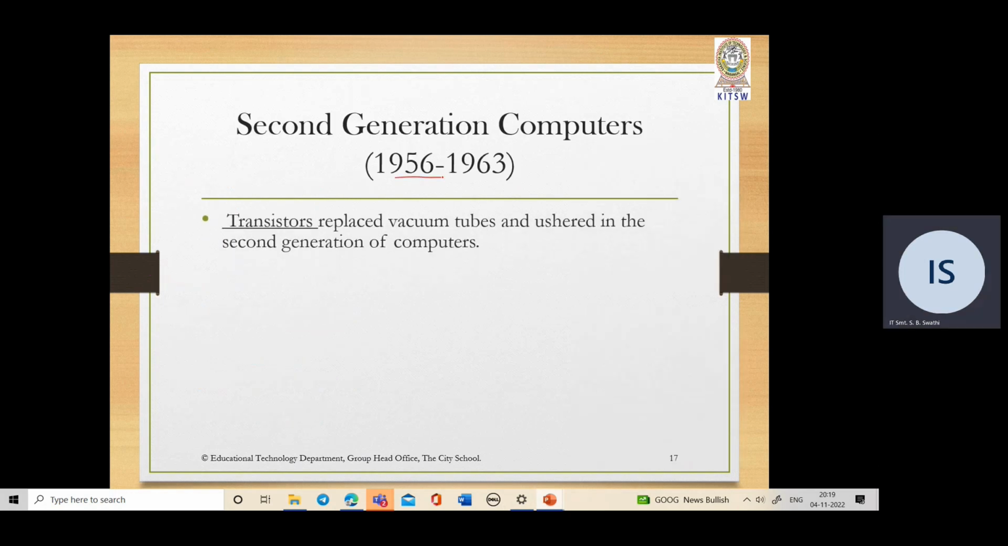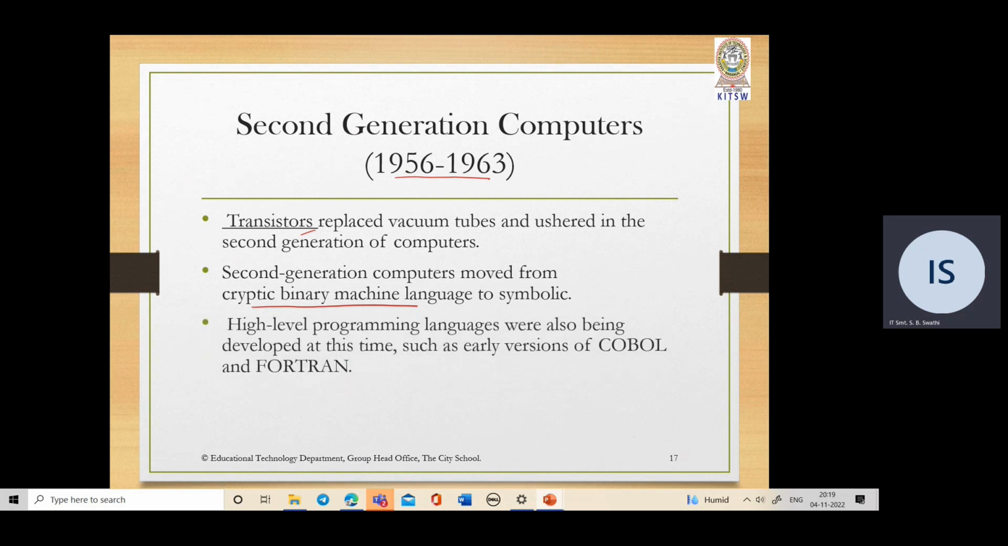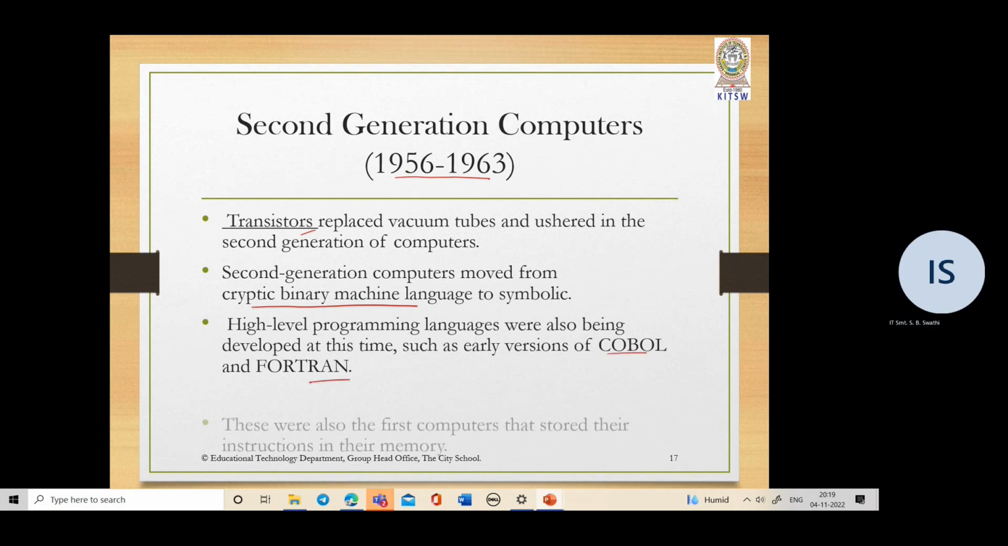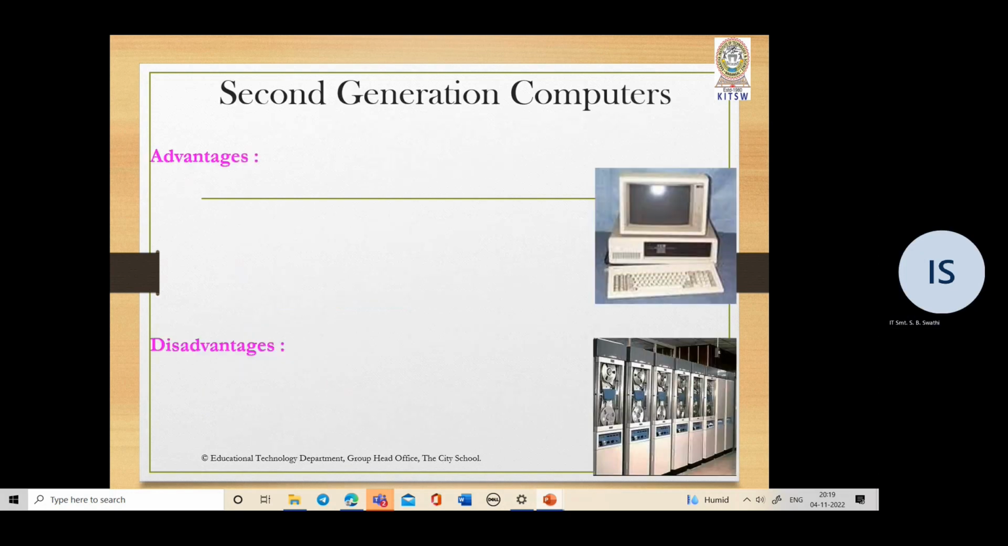Second generation computers were introduced during the 1956 to 1963 period. So instead of vacuum tubes, transistors were used here, and they were also using some type of machine language, which is cryptic binary machine language, to understand the input given by the user. And examples of these are COBOL and Fortran. And they were also storing some instructions. So this is an example of second generation. So transistors were used here.